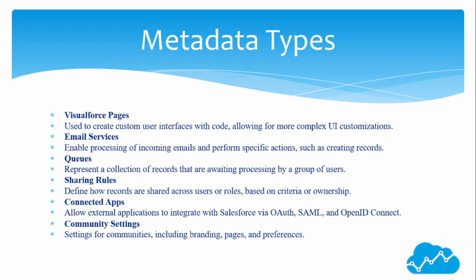Queues represent a collection of records that are awaiting processing by a group of users. Sharing rules define how records are shared across users or roles based on criteria or ownership.